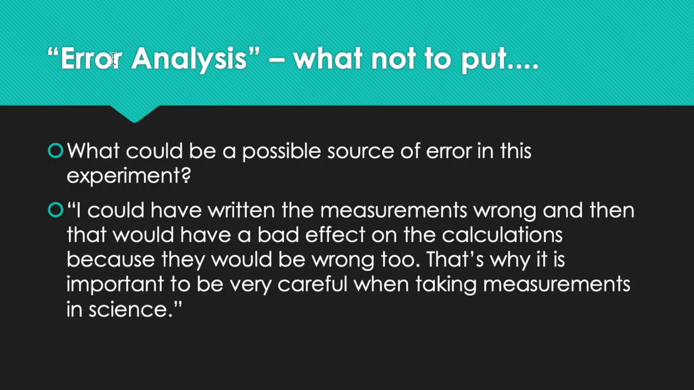So when we are doing an error analysis, we are looking for possible sources of systematic error. What could be pushing the results too high or alternatively too low? And so sometimes we're asked what could be a possible source of error in the experiment. And a lot of times a student will write something kind of vague like this. I could have written the measurements wrong, and then that would have had a bad effect on the calculations because they would be wrong too. That's why it's important to be very careful when taking measurements in science.